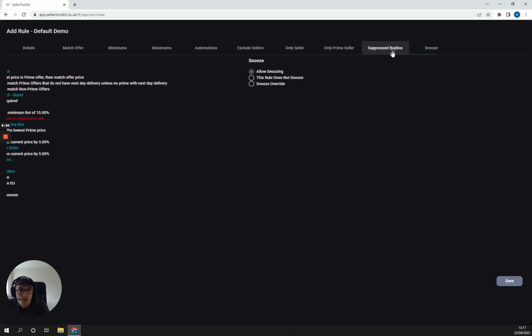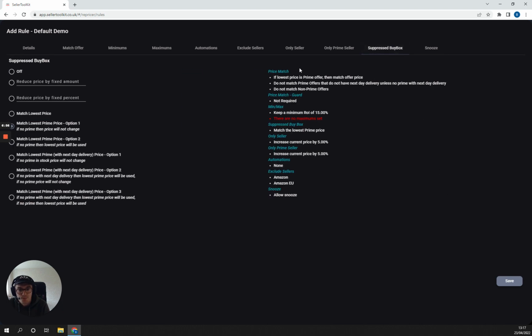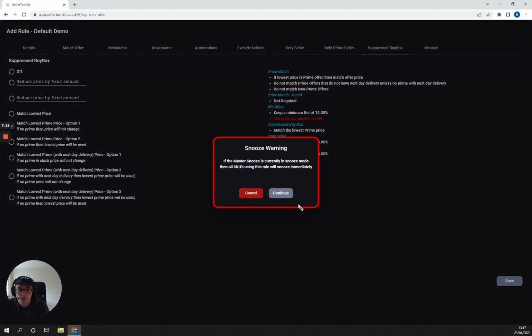But yeah, for now, this is our rule that we've set up. So if the lowest price is a prime offer, we're going to match it. We're not interested in prime offers that don't have next day delivery, not interested in non-prime offers. Minimum ROI 15%, no maximums. Suppress buy box, match the lowest prime price. Only seller increase by 5%, only prime seller increase by 5% as well. Exclude Amazon and Amazon EU and allow snooze. So cool, let's save this and continue.